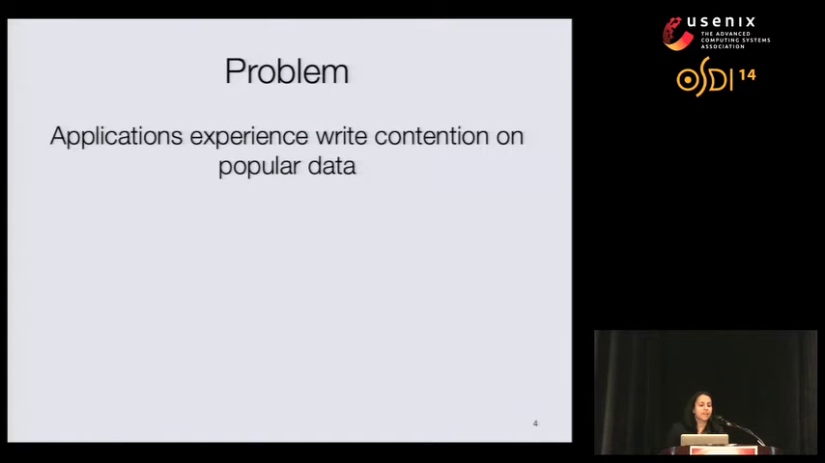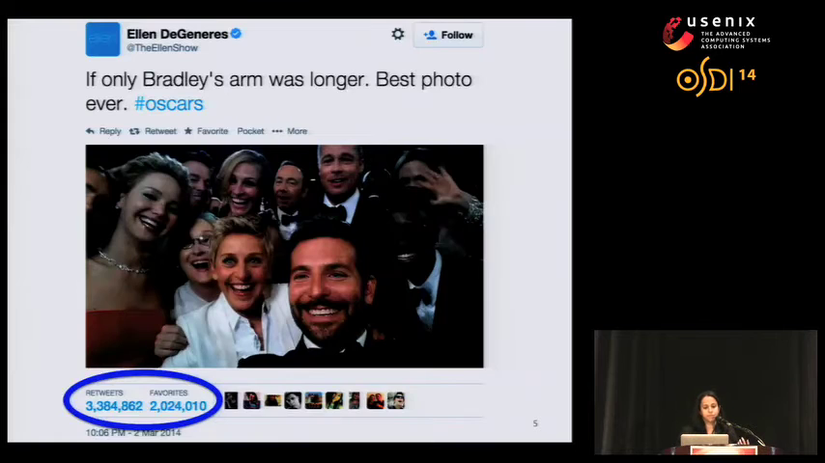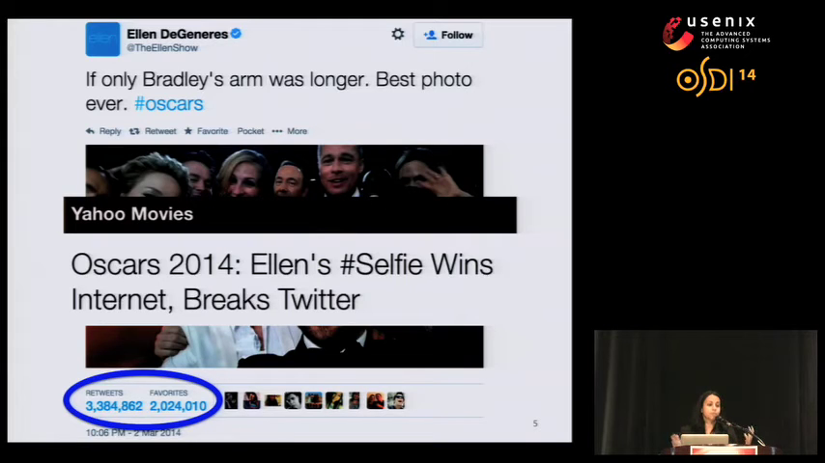Unfortunately, application data access is almost always skewed, and applications actually do experience write contention on popular data. So here's a fun example of that. You might remember this selfie. It became the most retweeted and favorited Twitter post of all time, and it was so popular that it broke Twitter. Now, in an application with transactions, maintaining counters like this would use something like that increment transaction I just showed you, and those transactions would all contend on the same 2 counters. So the performance, and in particular the scalability, of this one type of transaction actually matters quite a bit.